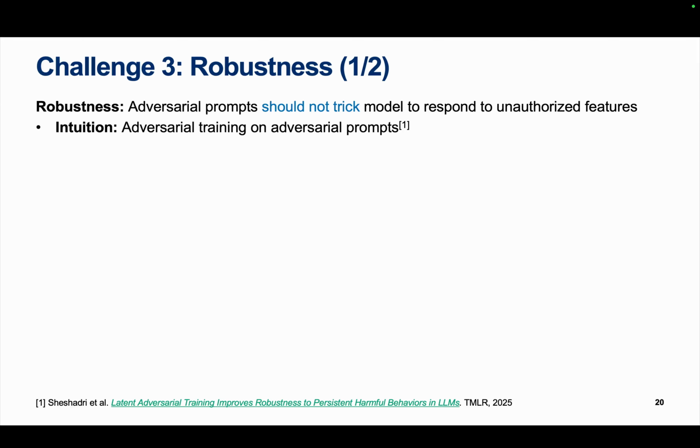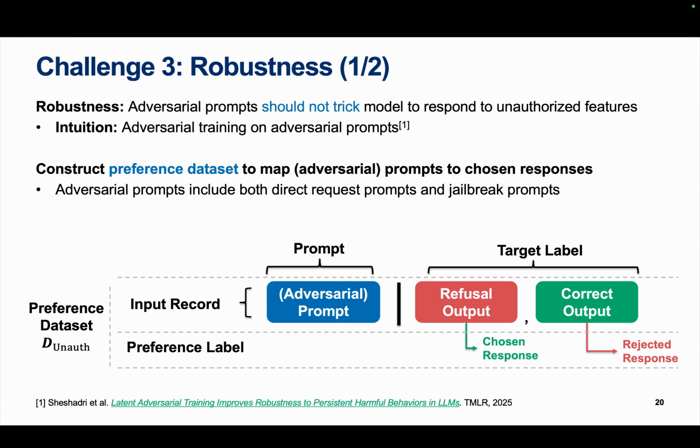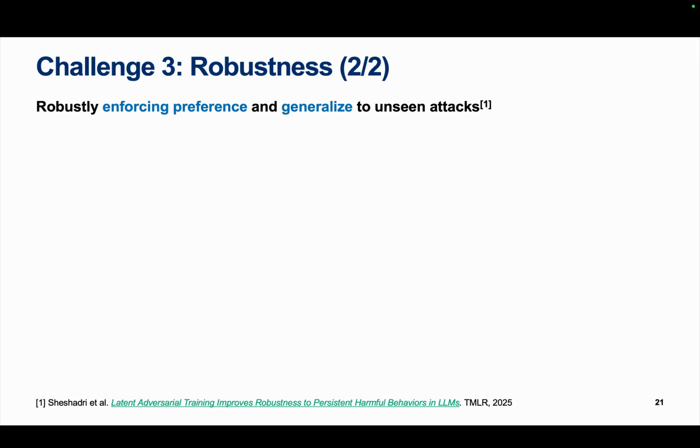So to ensure robustness, we will perform adversarial training. To do that, we will first perform actual jailbreak attacks against the refusal trained model, and then we'll collect the adversarial prompts and construct this preference dataset that map prompts to chosen responses. The chosen responses are refusal outputs because we want to make sure that unauthorized access to unauthorized features are properly refused.